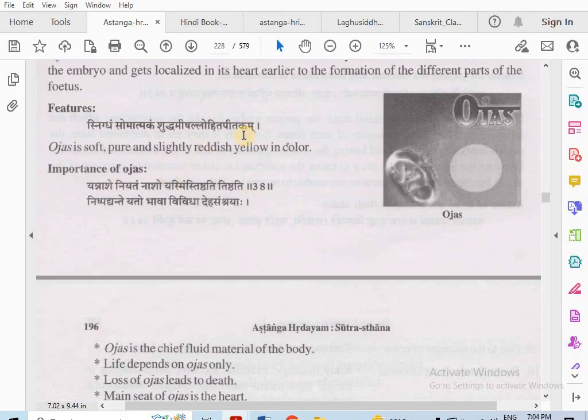So this is an example of dvandva samas. If you don't remember the types, you can write it as dvandva. Okay. So these were the features. Now, the importance of ojas.